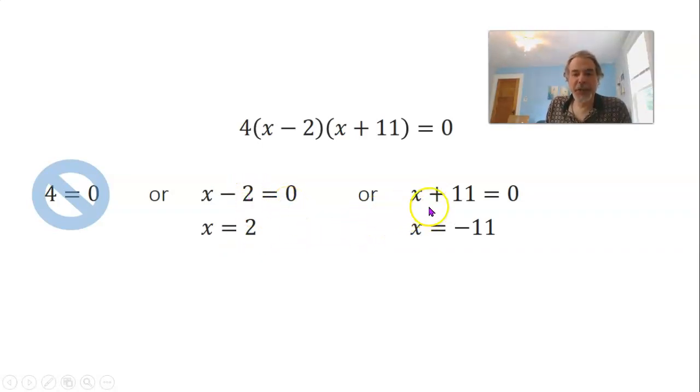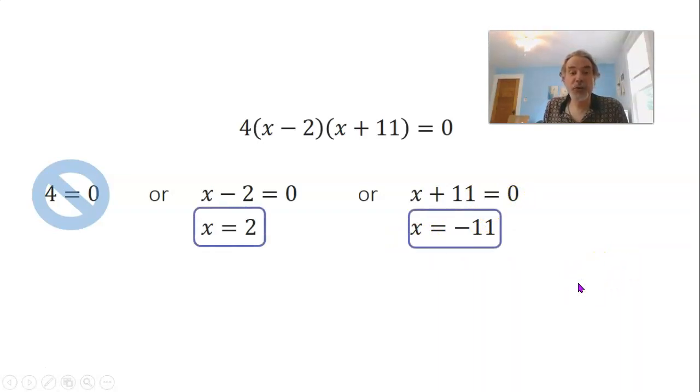The other possibility is that x plus 11 could equal 0 when x is negative 11. Subtract 11 from both sides. So there we got our two solutions, two things x could be, 2 or negative 11.